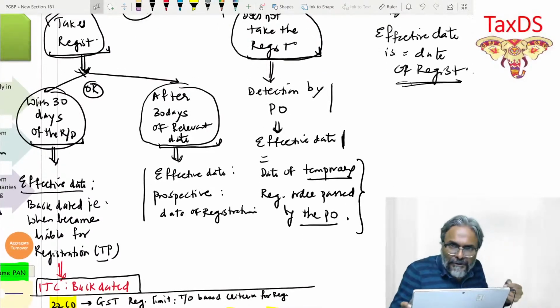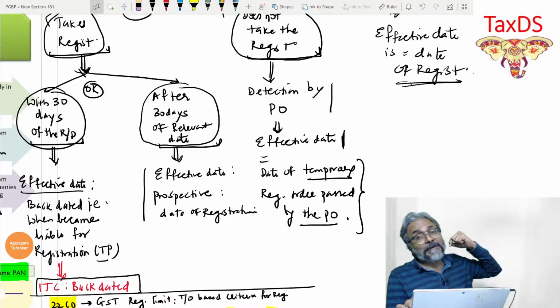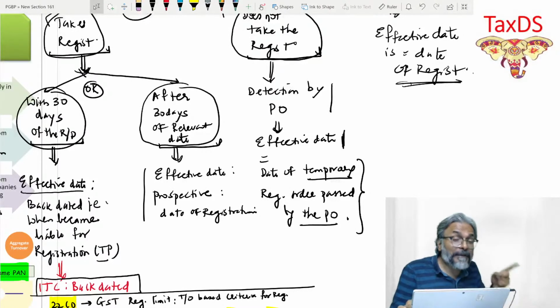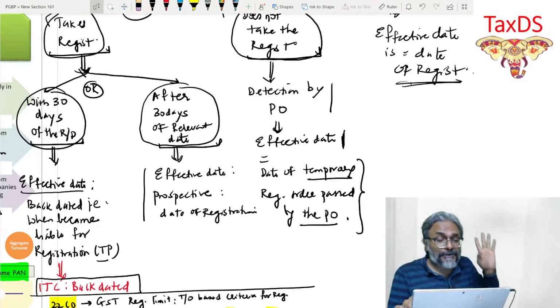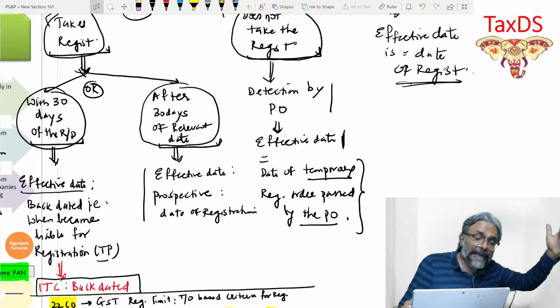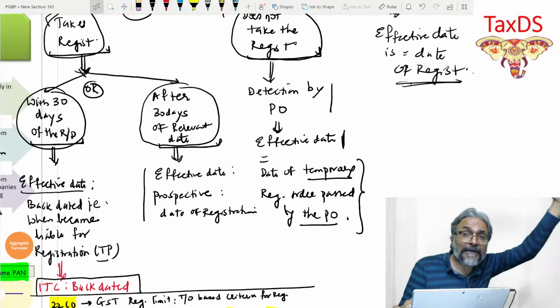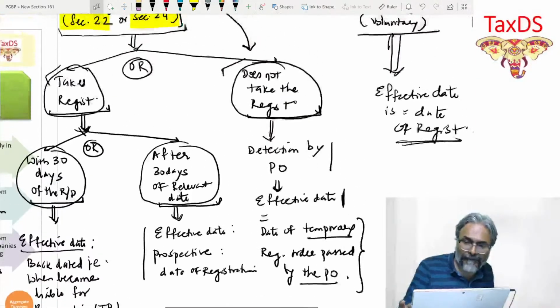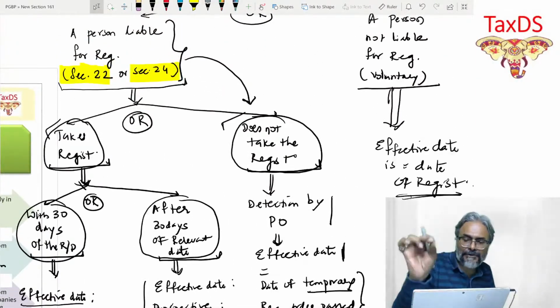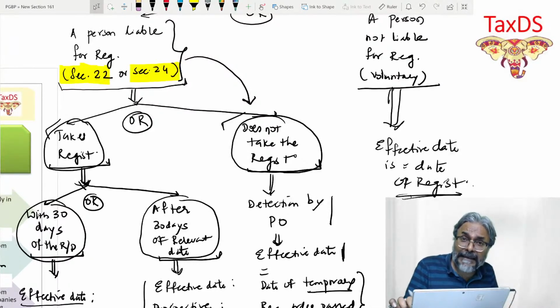Take registration, and if you're taking it within 30 days, then it is backdated. Backdated means the registration will be effective from the date when you are liable for registration. And if you're taking it after 30 days, in that case, the effective date will be prospective, which means that as and when you take the registration, from that date the registration will take off. And if you do not take the registration, the proper officer will detect your case, and whenever he detects your case, the date when he is temporarily registering you will be the effective date.